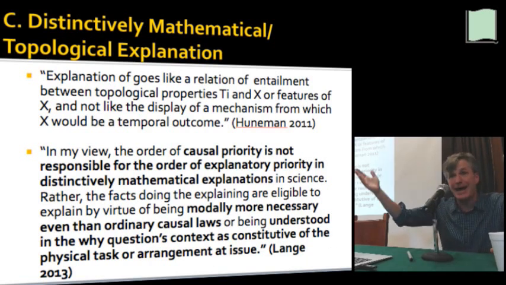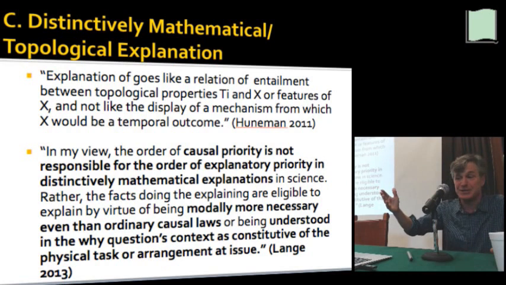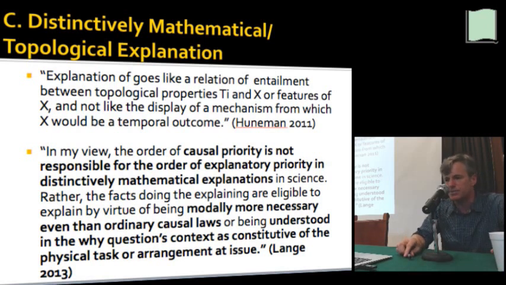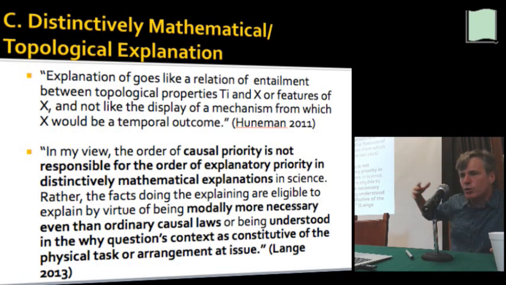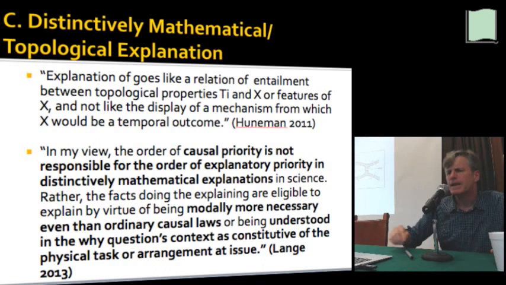And Mark Lang in 2013, in a really lovely paper on distinctively mathematical explanation, says that what's responsible for the explanatory priority in distinctively mathematical explanation is that what you appeal to in that explanation is modally more necessary than ordinary causal laws. An example that is often used to illustrate this point is the Königsberg Bridge example. Are you familiar? Have you seen this before?